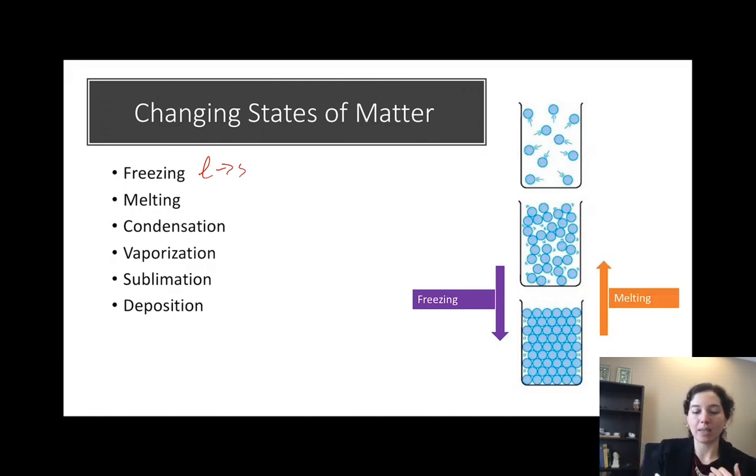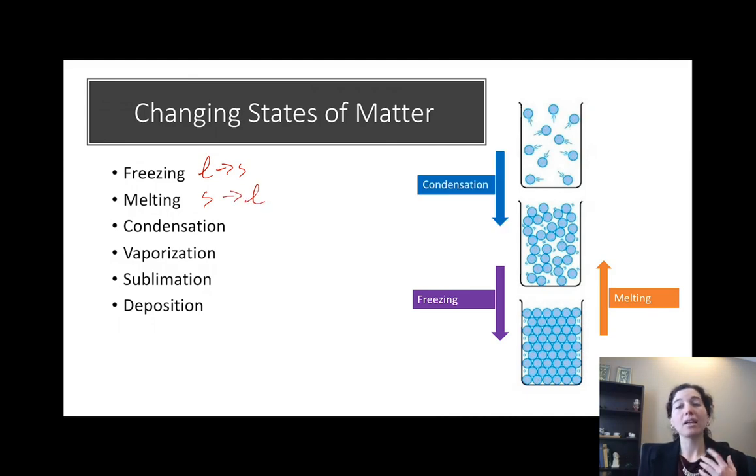Melting is the opposite. We go from solid to a liquid, just like an ice cube melting. Condensation is what happens when you go from a gas, like water vapor, into a liquid. So this is gas to a liquid. I'm using water for all of these examples, but do know that most chemical substances can undergo any of these processes. Some of them don't undergo certain of the processes, but the majority of them do.